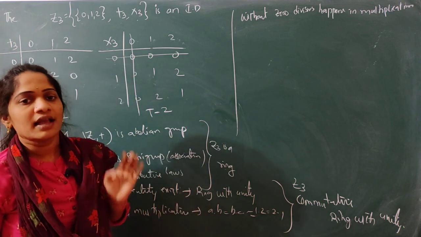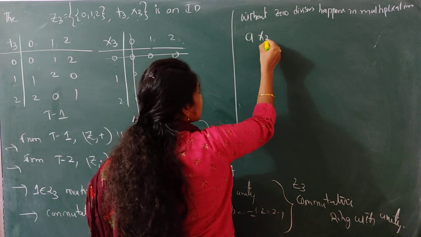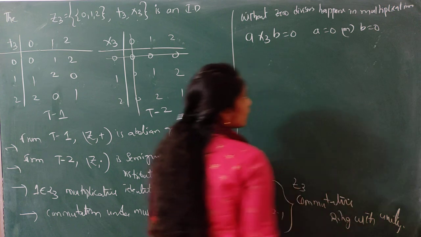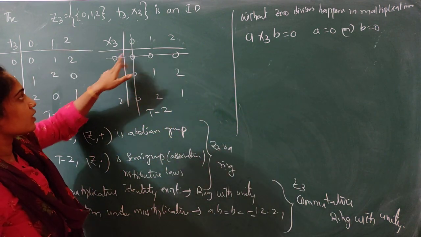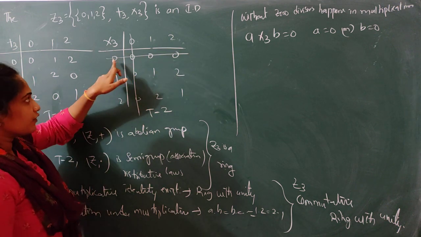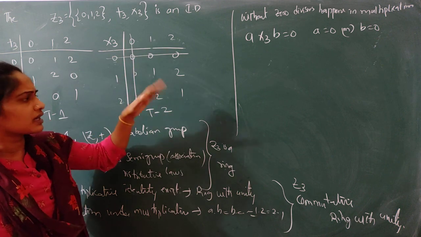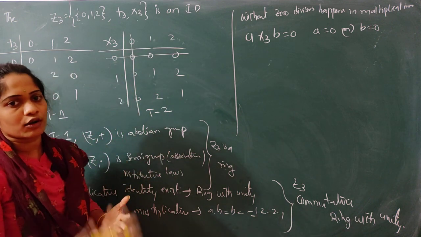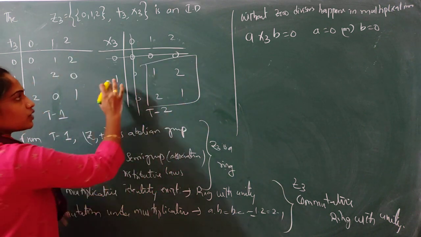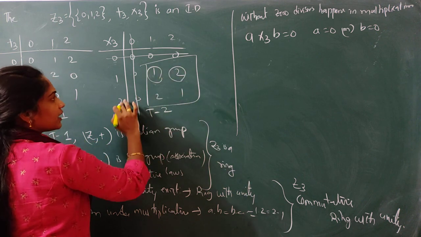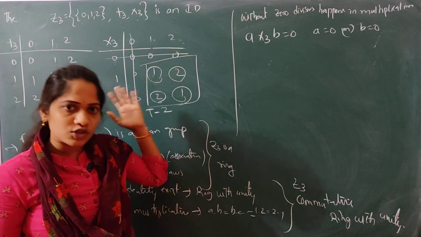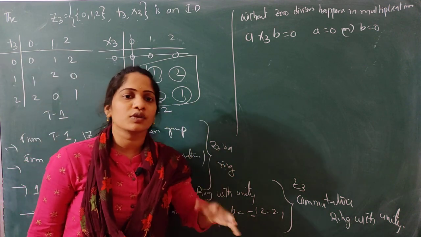So now what do you have to check? Let us take the condition: if A cross B equals 0, then either A equals 0 or B equals 0. Now you can check here: if you take any two non-zero elements, you are getting a non-zero element. In this table you have only 4 elements. For any two non-zero elements, you are getting non-zero elements. So no zero is existing, and then you can say that it is without zero divisors.